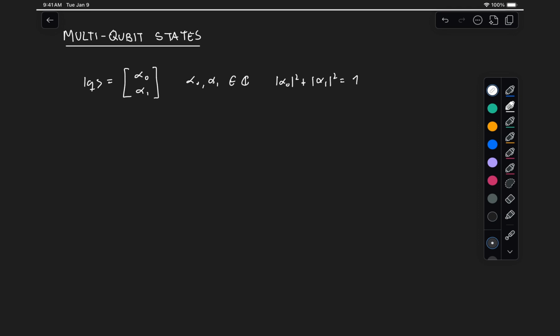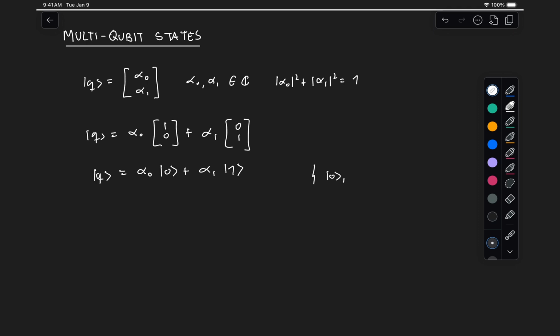Now, another way to represent this is by saying that alpha 0 is a prefactor pre-multiplying state 1, 0, plus a prefactor alpha 1 multiplying state 0, 1, which is equal to alpha 0 state 0 plus alpha 1 state 1. So then we can say that our qubit is a general superposition of state 0 and state 1.